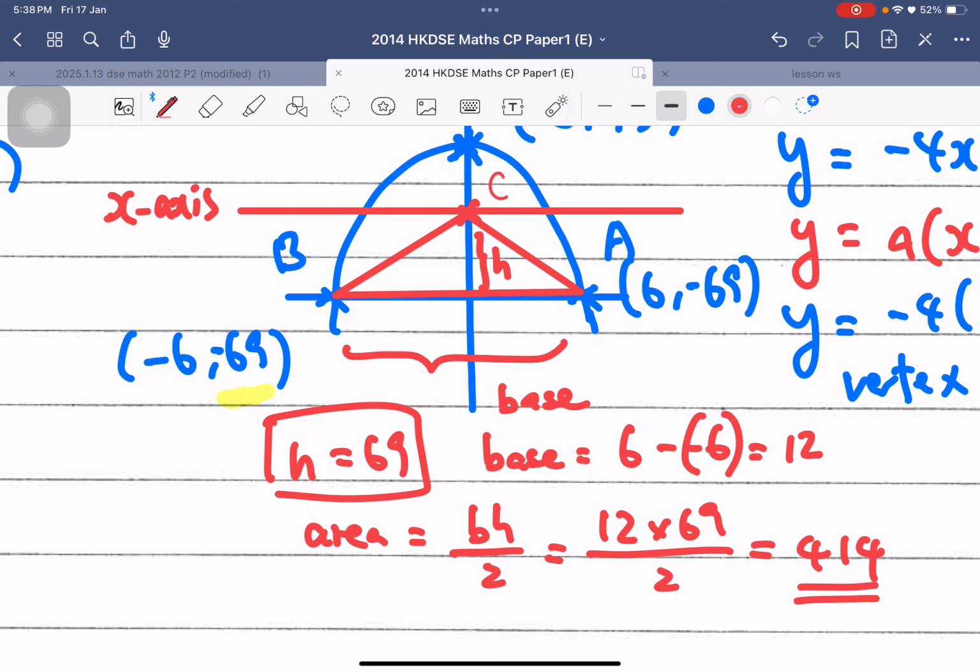Okay? You can see the question in A2 is not just one topic. It's mixed. It's mixed with a quadratic topic, isn't it? Okay?